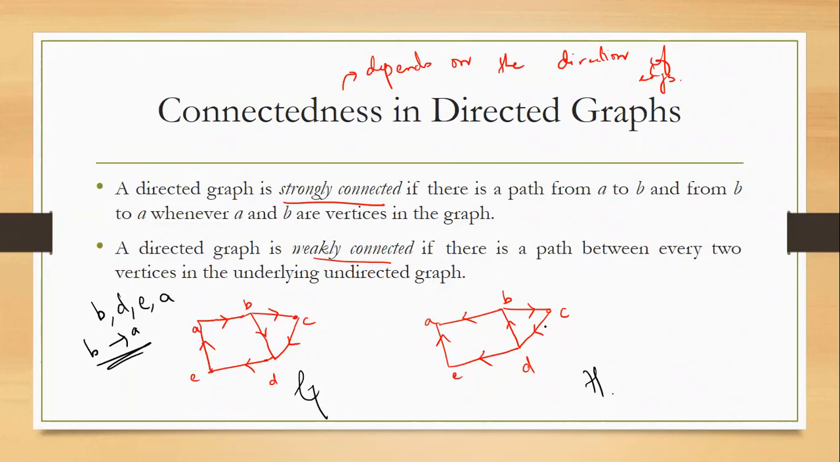Now in this graph H, if you notice, there is a path from B to A. But if I want to reach from A to B, there is no such path, because from A we cannot go to B, and from A I cannot go to E. A is the terminal vertex or the ending vertex in both cases, but it is not the initial. From A to B is not possible, but B to A is possible. That is, for every pair of vertices, we have to verify this.